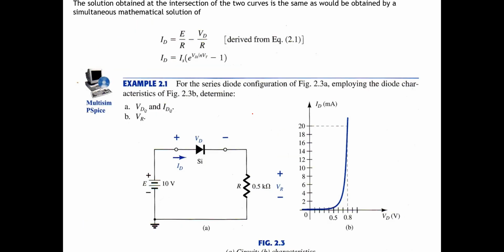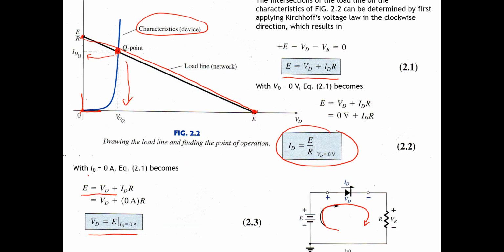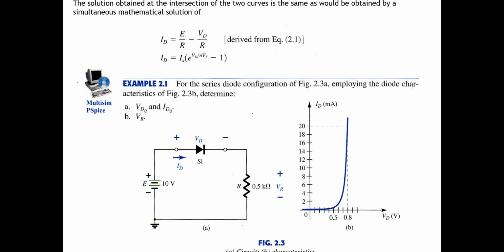So the intersection between two curves like this one is the key point, and we can also use mathematical analysis to get the ID. The ID is given by these equations.